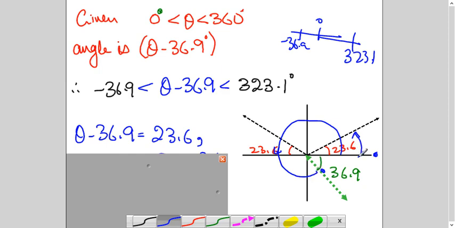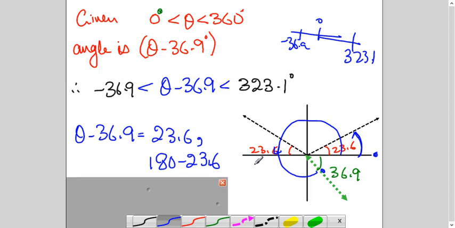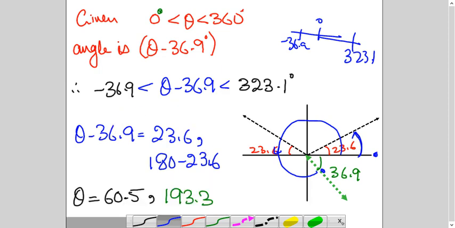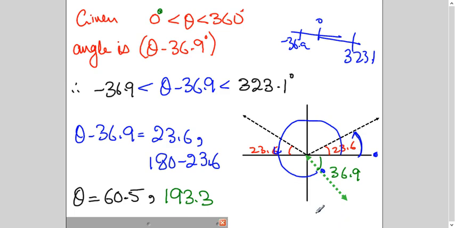So my one answer is 23.6 and my other answer is 180 minus 23.6. And both are equal to theta minus 36.9. So 36.9 will be added in both the answers. And you will get your answer. So part 2 is done here.